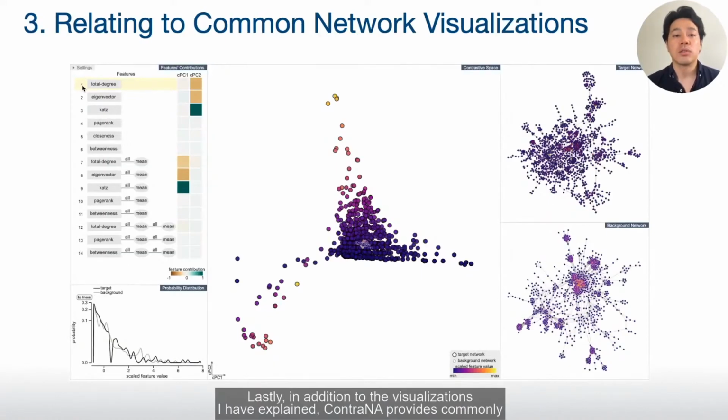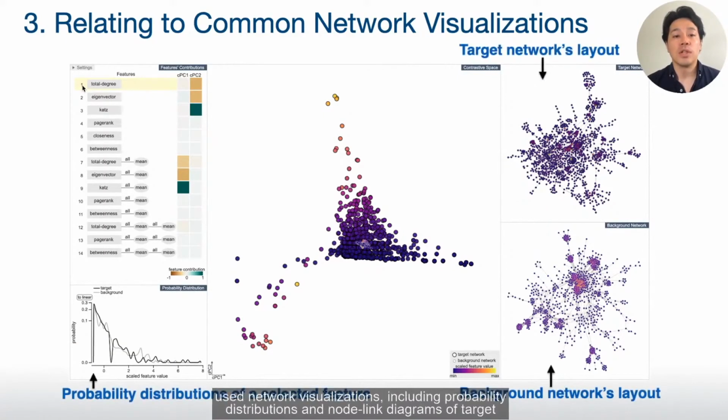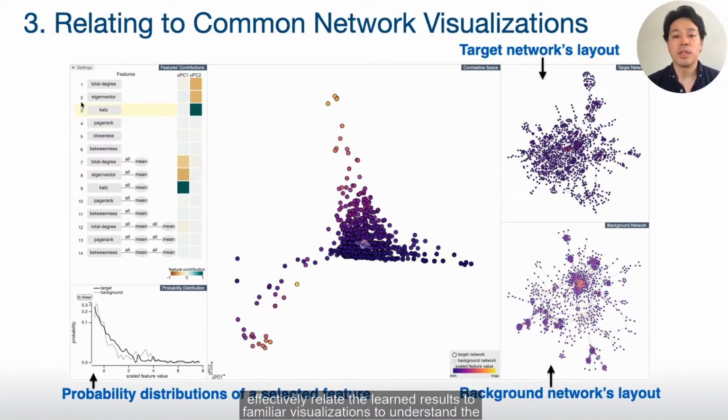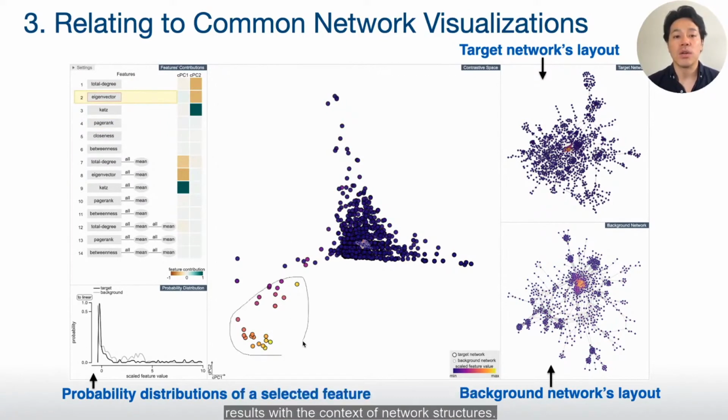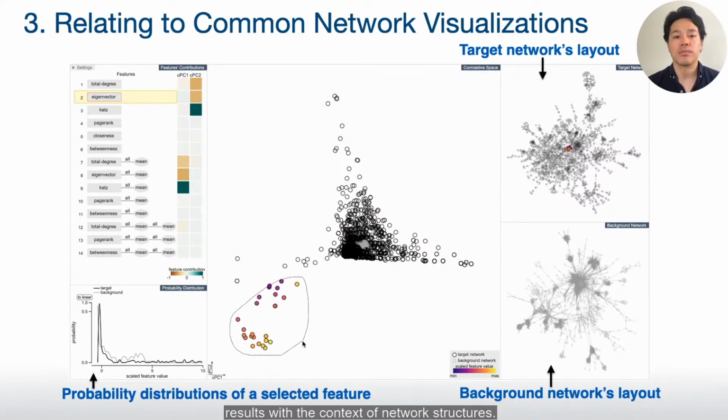Lastly, in addition to the visualizations I have explained, Contrana provides commonly used network visualizations, including probability distributions and node-link diagrams of target and background networks. By visually linking all the views, we can effectively relate the learned results to the familiar visualizations to understand the result with the context of network structures.